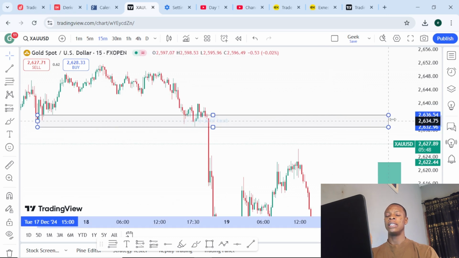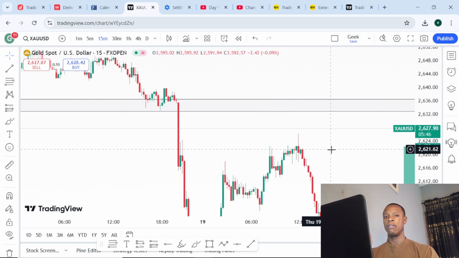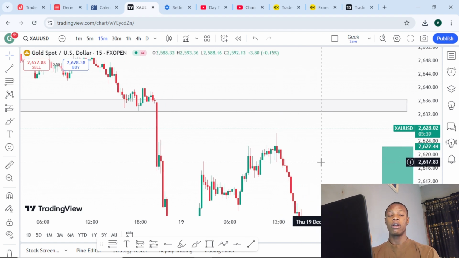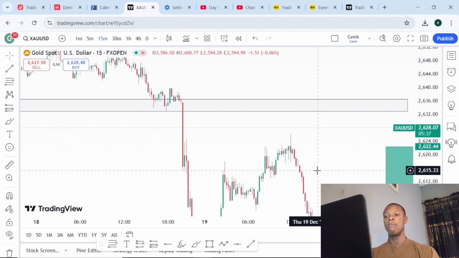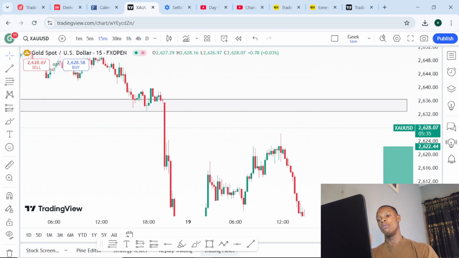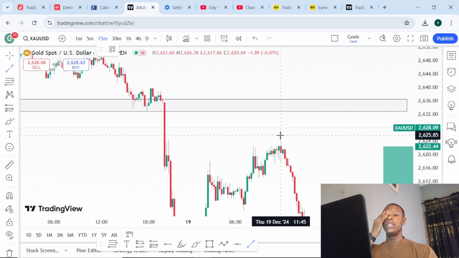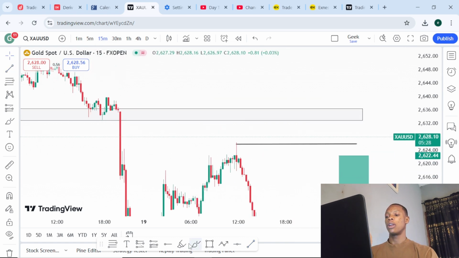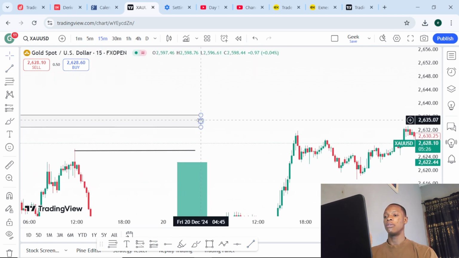So I'm going to likely take a sell from there. What's going to make me take the sell from a breaker block? The same thing that makes me take a sell from an order block is also going to make me take a sell from a breaker block: my draw on liquidity. So now I have this high right here, which is going to act as my draw on liquidity for my breaker block. So I'm going to likely take a sell once the price comes back to that breaker block.